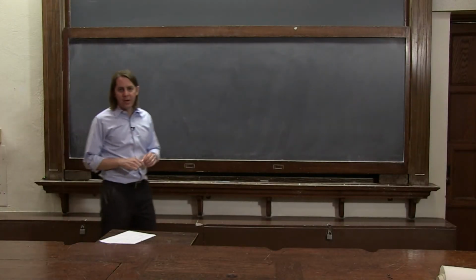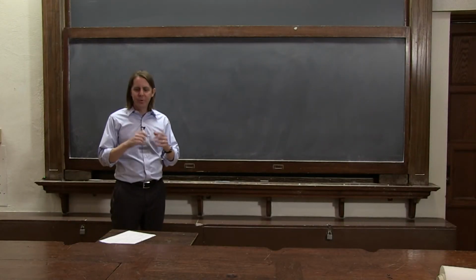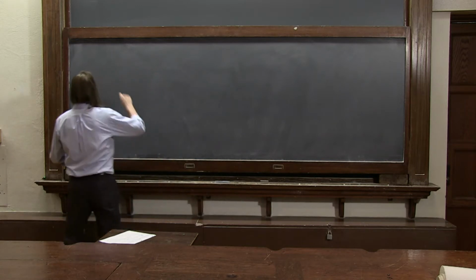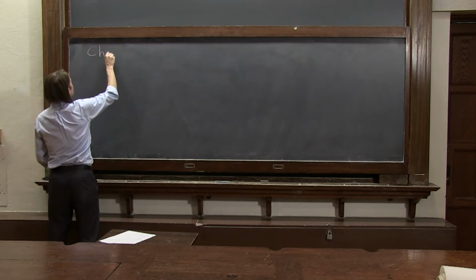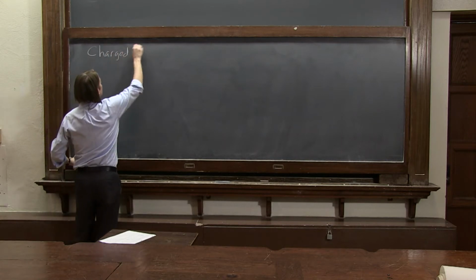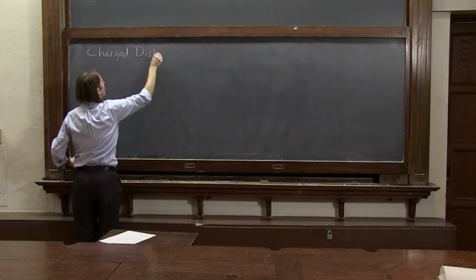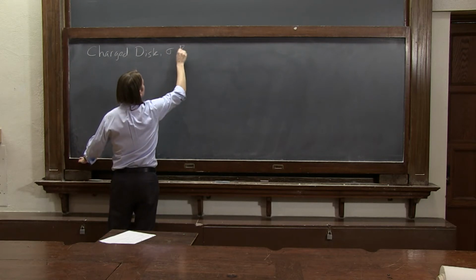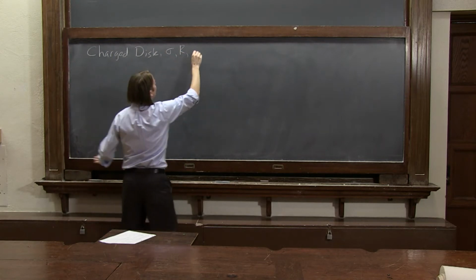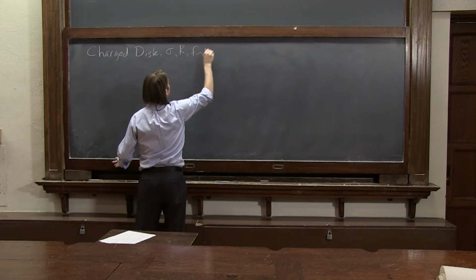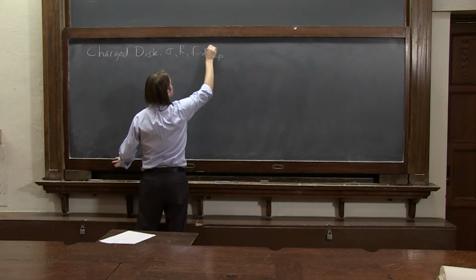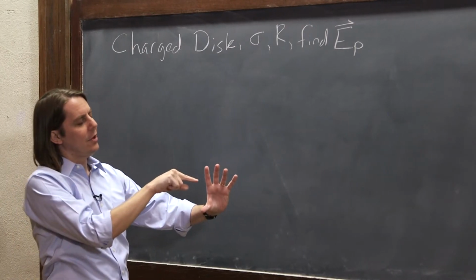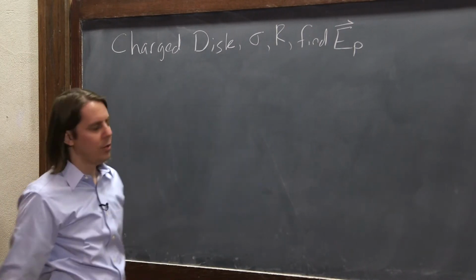We now have a way to calculate the dq for a surface charge. Let's go ahead and do it. Let's do a problem. Let's do the charged disk with charge density sigma, radius R, and let's find the E field at a point. We're going to do a point on the axis of the disk. You'll see what I mean when I draw it.